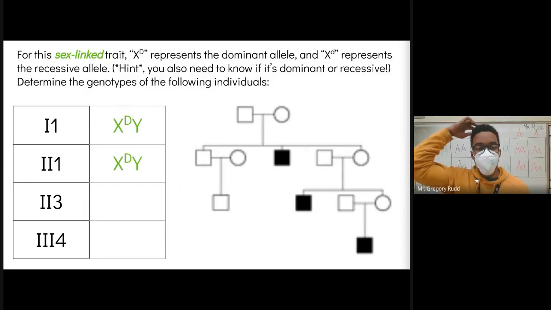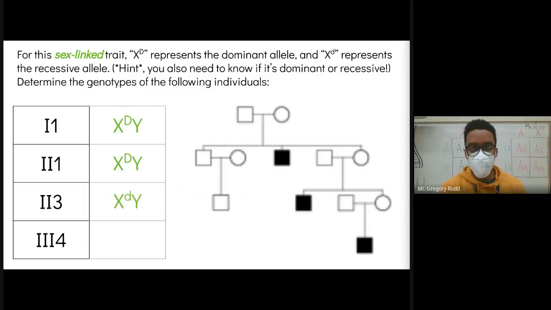Okay, what about person II3? Are they affected or unaffected? Good. So that is an affected male. And the only way to be affected is if you have that lowercase d.